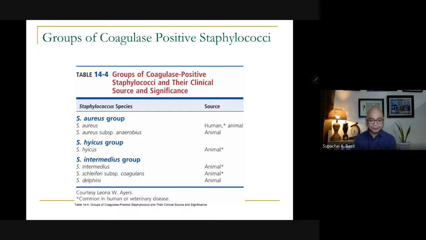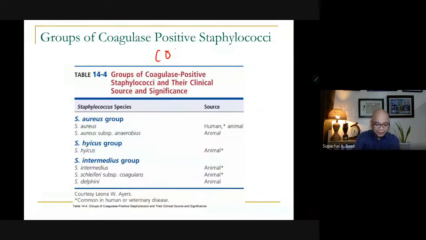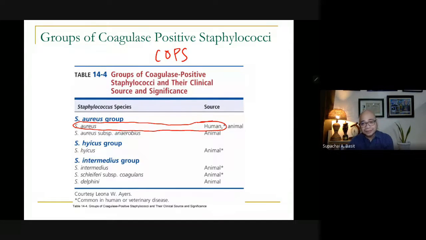So again, as you can see, these are the cups. The coagulase positive staphylococci, and only Staphylococcus aureus is the human pathogen. The rest are animal pathogens, such as the subspecies anaerobius. Although we can also find Staphylococcus aureus in animals. Staphylococcus hyicus, intermedius, schleiferi, subspecies coagulans and delphini.